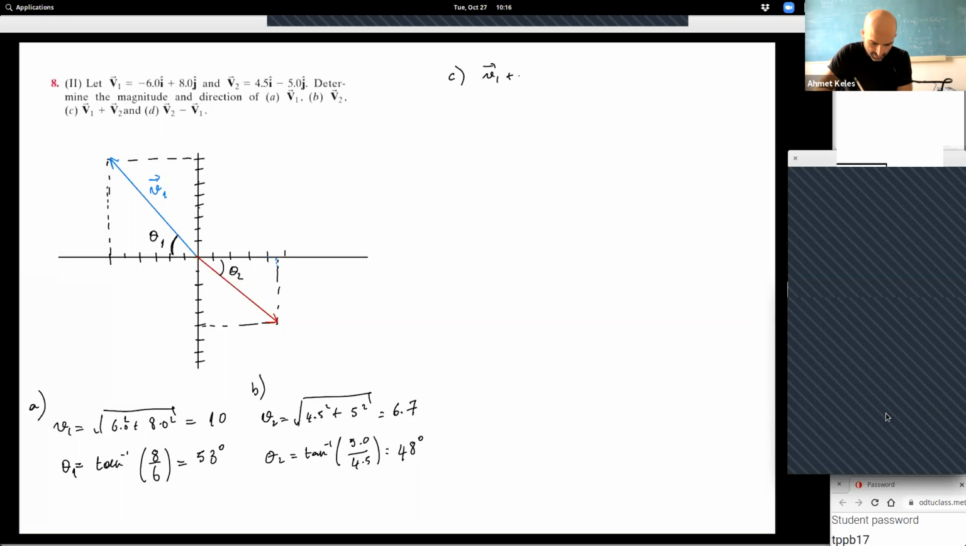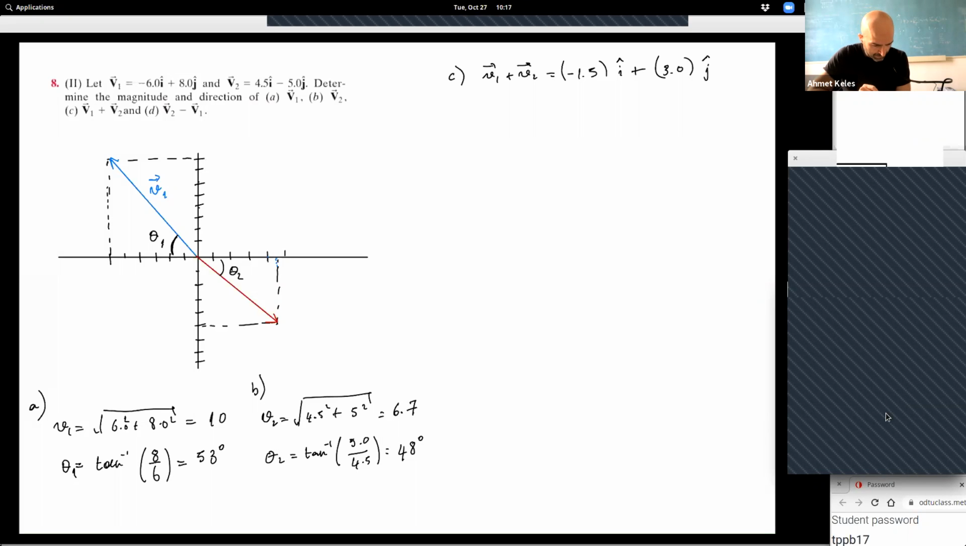V1 plus V2 is equal to. So let's calculate X components. I think this is, I don't need a calculator for this. This is 1.5. Is that correct? Yes. Minus, plus 3.0 J hat.